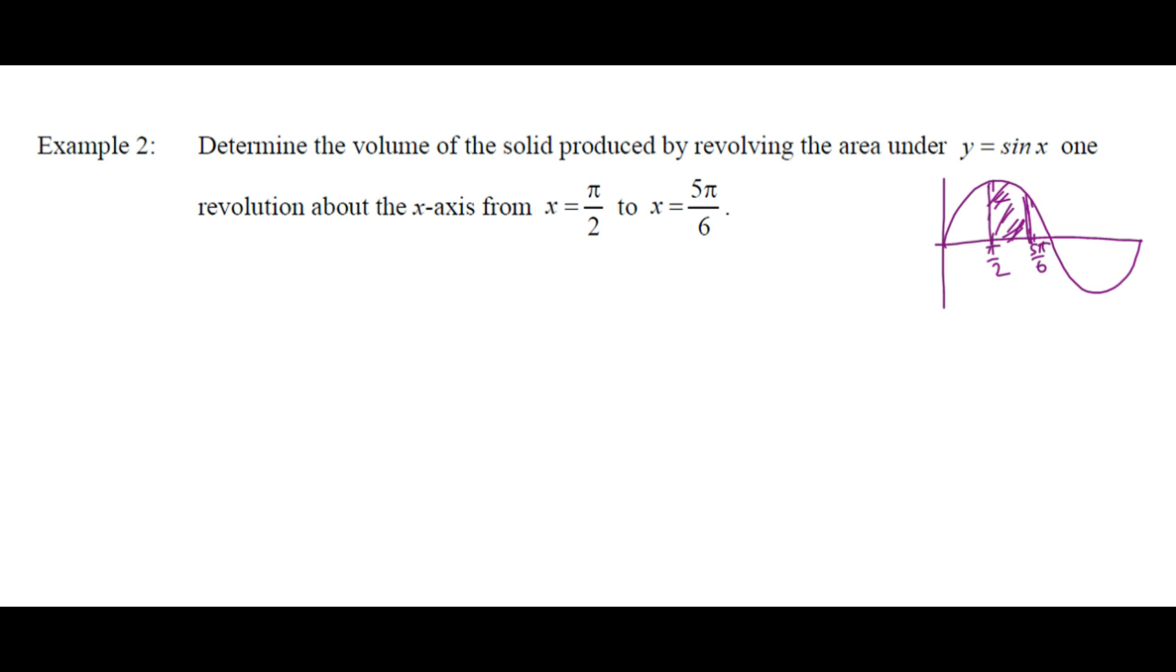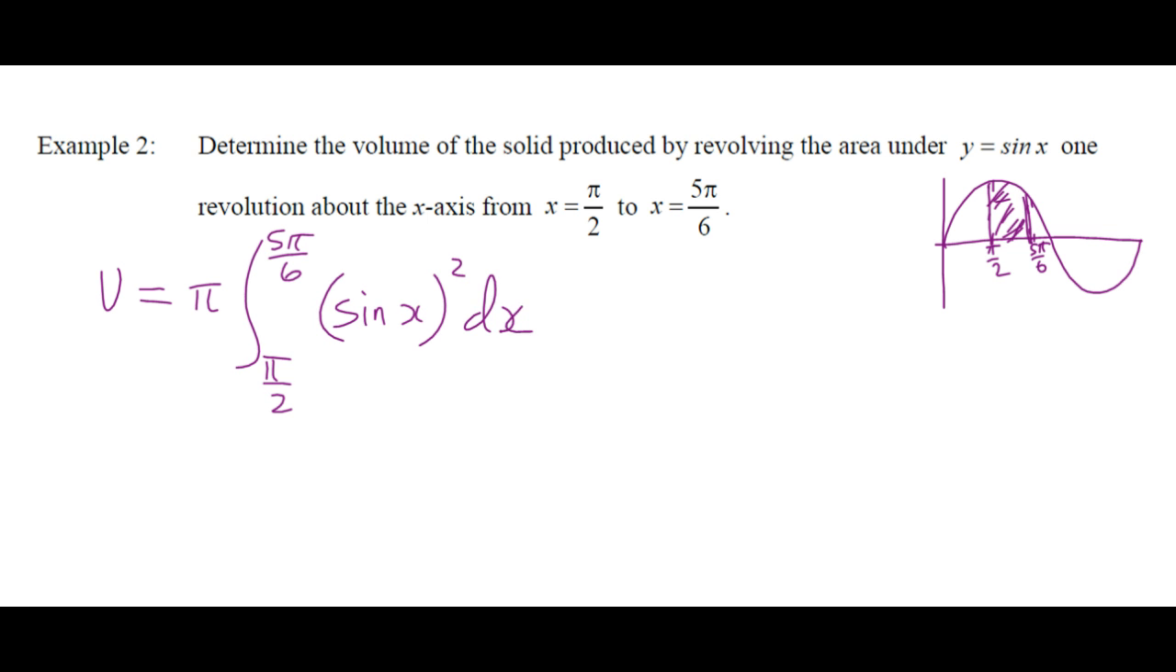So we've got a formula, which just says V is equal to pi, definite integral, pi over 2 to 5 pi over 6 of sine of x quantity squared dx. Okay, so all we need is the integral of sine squared x.